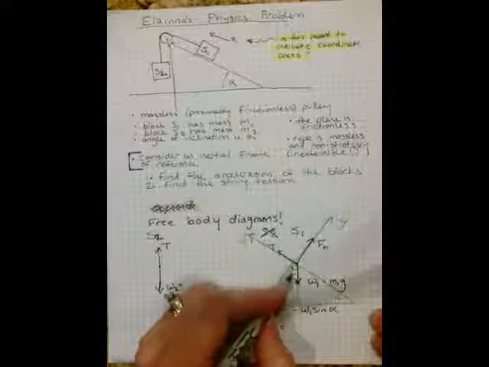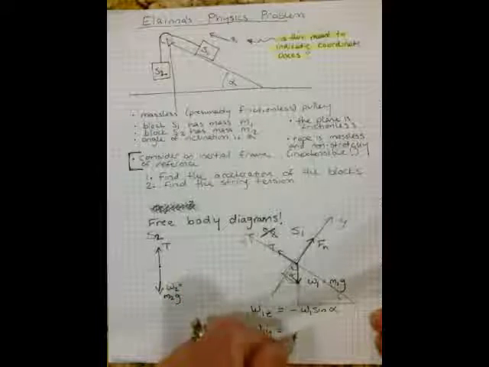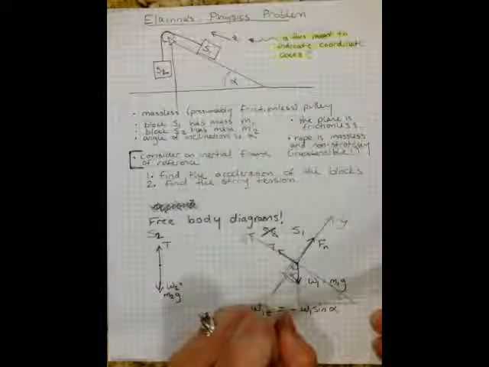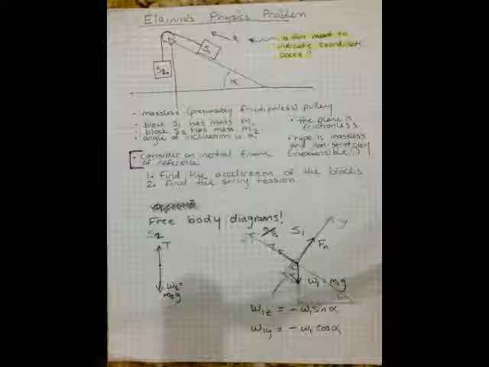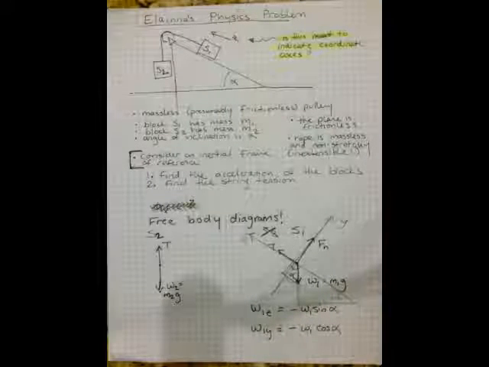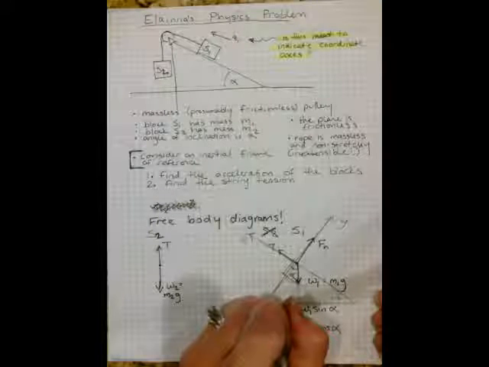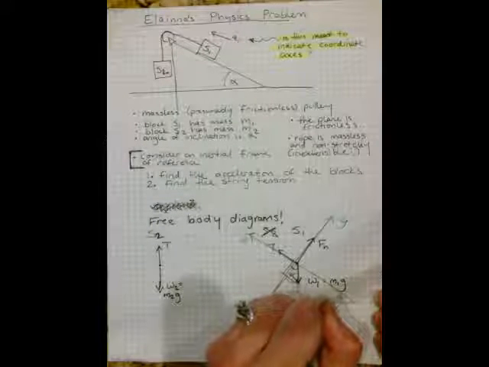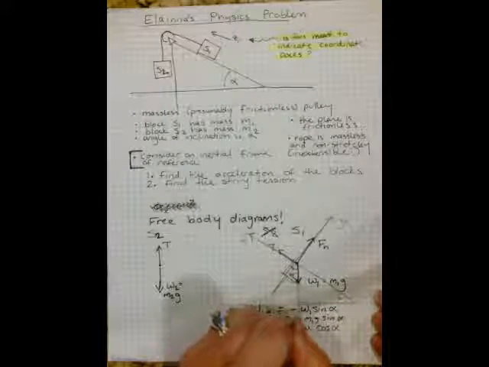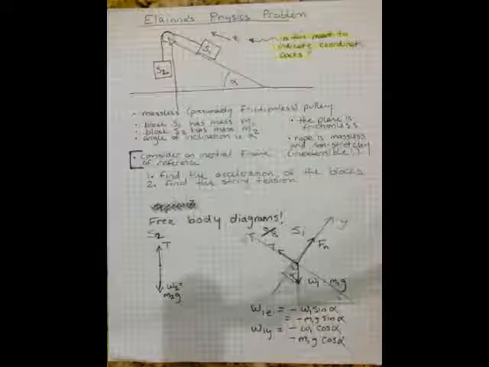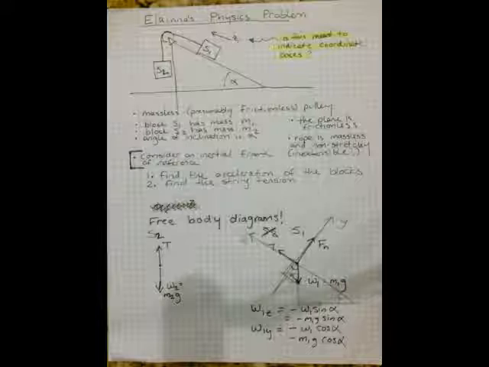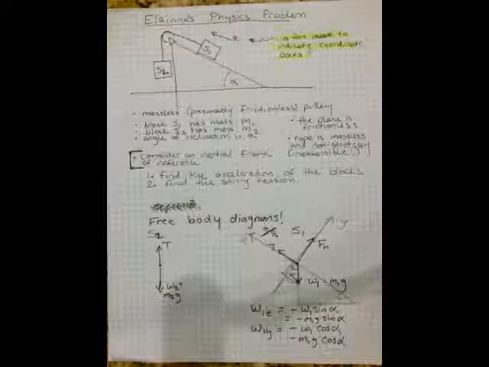Sine, because we're looking at the opposite side of that triangle, and then the y-axis gets a negative weight 1 cosine of alpha, where alpha is the angle of inclination. And then if we wanted to, we could go further and say that's negative m1g sine of alpha, and then negative m1g cosine of alpha. So we've got everything now tweaked into our coordinate system.